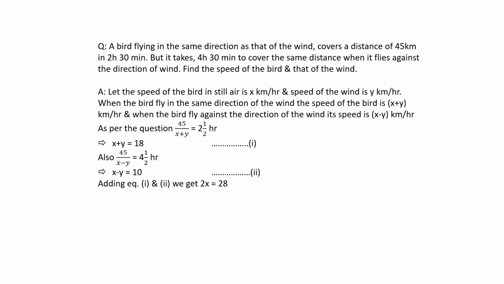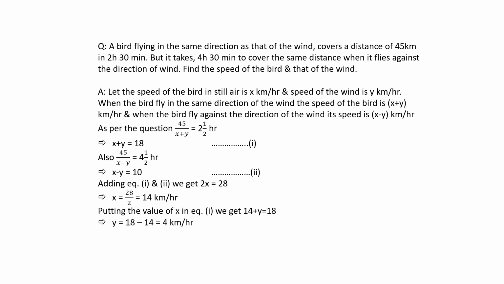Now adding equations 1 and 2, we get 2x equals 28, or x equals 28 by 2, which is 14 km per hour. Putting the value of x in equation 1, we get 14 plus y equals 18, or y equals 18 minus 14 equals 4 km per hour. Hence, the speed of the bird is 14 km per hour and that of the wind is 4 km per hour.